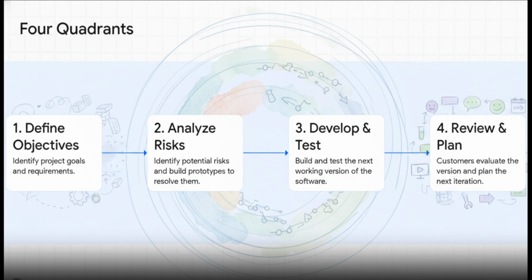First, you figure out your objectives. What are we trying to do in this loop? Then comes the most important part. You analyze the risks. You build a prototype, you poke it, you try to break it. After that, you actually develop and test the next chunk of the software. And finally, you show it to the customer, get their feedback, and plan your next loop. Then you just rinse and repeat.